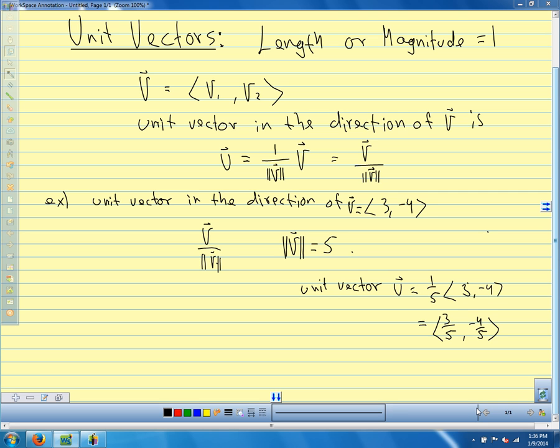If we wanted a vector of magnitude 18 in the direction of this vector 3, -4, we multiply this by 18. If we wanted to be in the opposite direction, we'd multiply it by -1. So now we have lots of different ways that we can work with this unit vector. We don't have its length mixed up with it anymore.